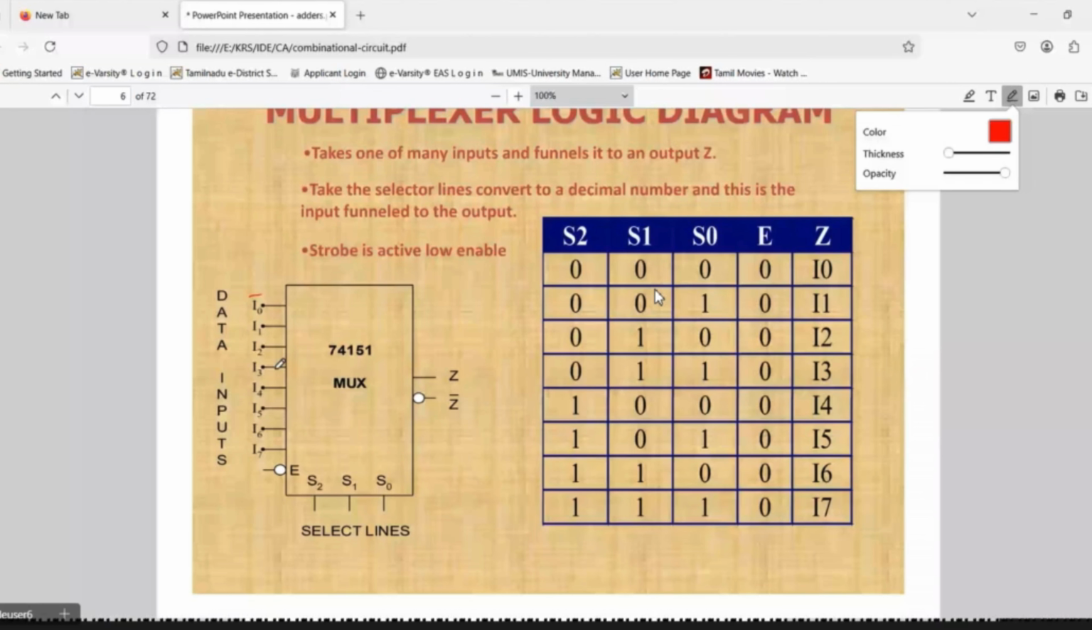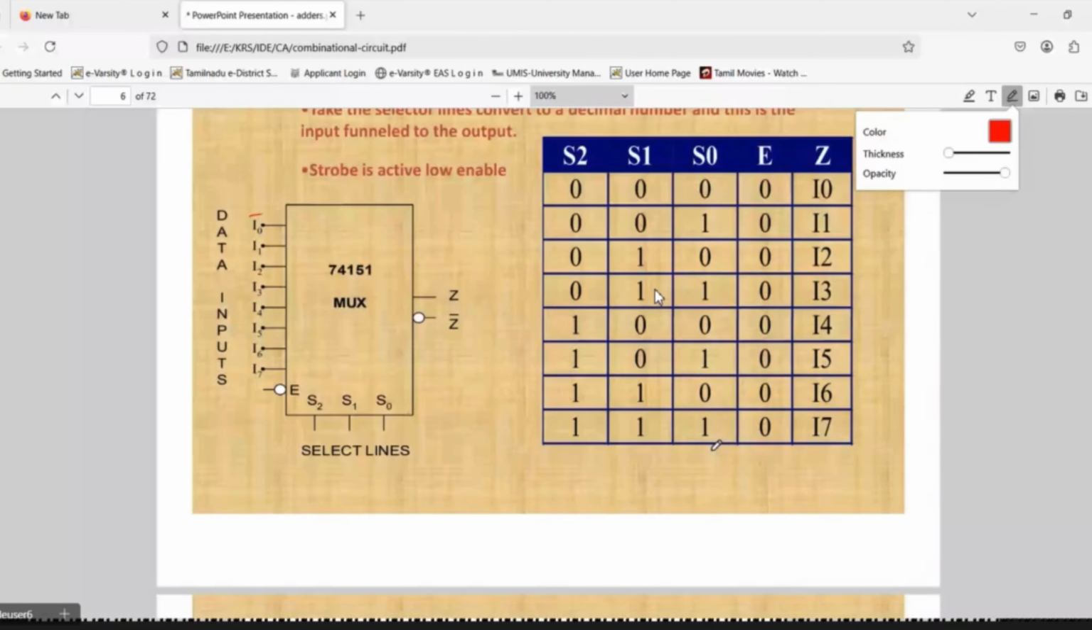Then 1 0 0, it takes input from I4. Therefore the output equals I4. Then 1 0 1, it takes from I5. Therefore the output equals I5. Then 1 1 0, it takes input from I6. Therefore the output equals I6. Then 1 1 1, triple 1, it takes input from I7. Therefore the output equals I7.